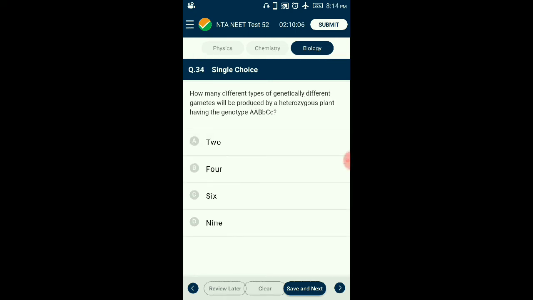Question number 34. Genetically different gametes will be produced by a heterozygous plant having the genotype capital A, capital B, small b, capital C, small c. The given genotype will produce four types of gametes. The gametes have half the genetic content of the parent genome. Also, during gamete formation, the genes are recombined. The genotype of the diploid will give four types of haploid combinations, that is capital A, capital B, capital C; capital A, capital B, small c; capital A, small b, capital C; capital A, small b, small c. So the answer is option B, 4.